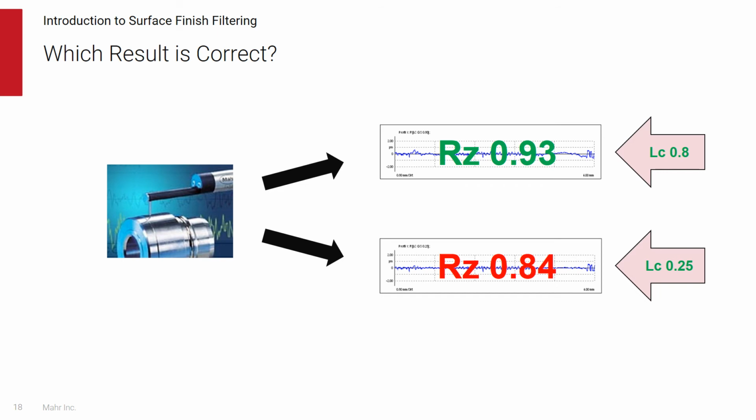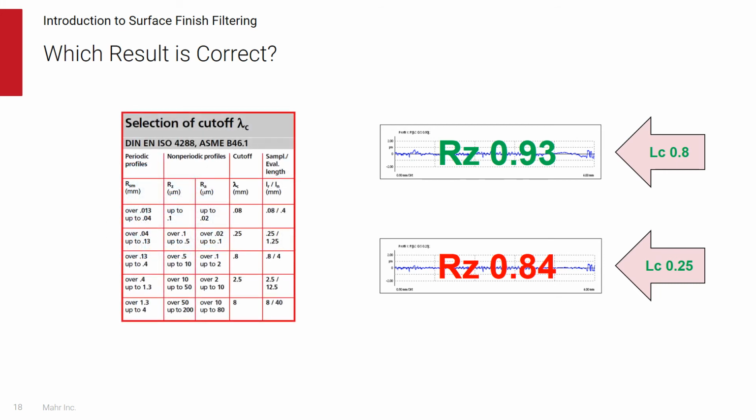Now, let's re-examine the first slide we looked at in the presentation. Which of these two measurements conforms to the standards? To answer this, we must look at the tables in the standards for non-periodic profiles. By comparing the cutoff and the RZ value from the upper trace, it is easily seen that the cutoff and the result value agree with the table.